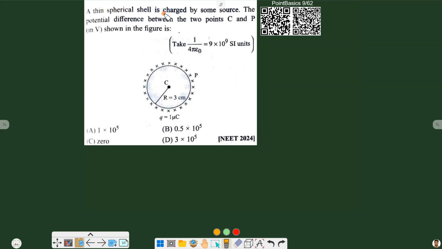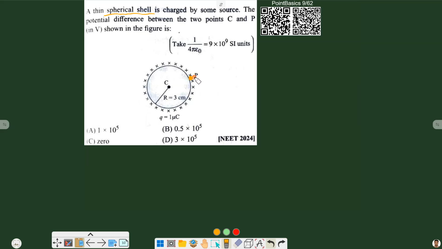A thin spherical shell is charged by some source. So it is a thin spherical shell, so it is empty from the inside. We have to find the potential difference between the 2 points C and P as shown in the figure. Actually, we don't know exactly where point P is. So suppose this point is at the surface. We are assuming that this point is at the surface.